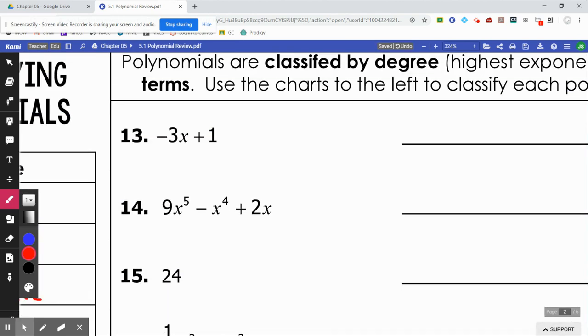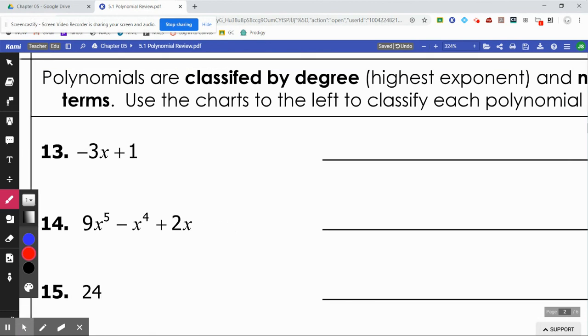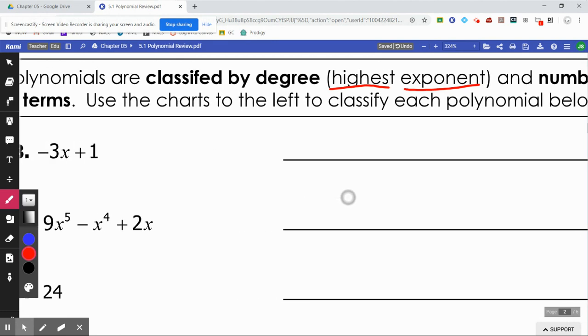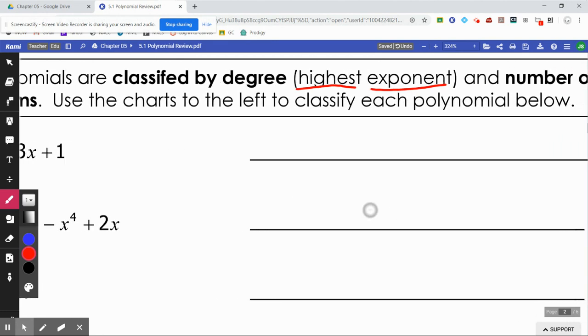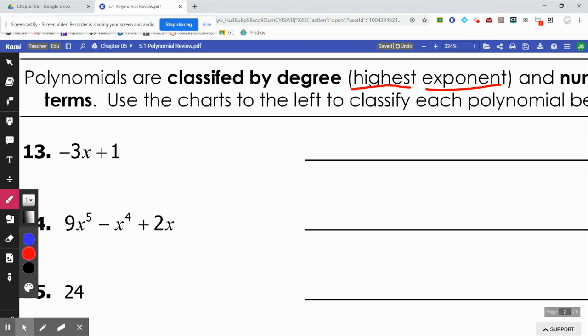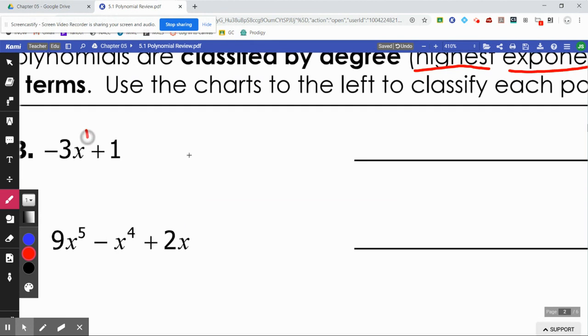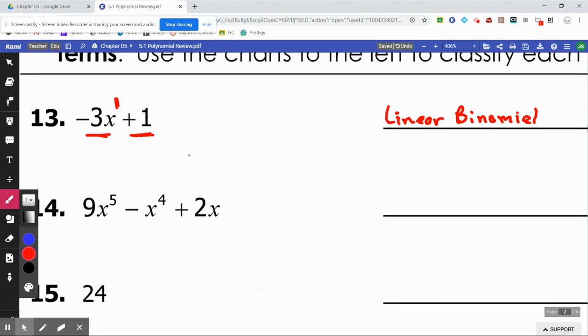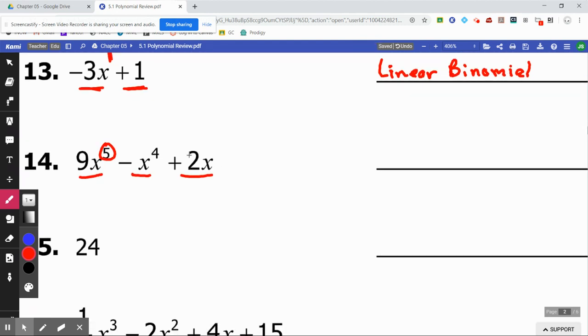So now let's name some of these. Polynomials are classified by degree. Again, the highest exponent is your degree, and the number of terms. We're going to use the chart that we just made to classify each polynomial below. So -3x plus 1, the highest power is 1, and it has 2 terms. So this would be linear because of the 1, and a binomial. Okay, the second one, your highest power is a 5, so that would make it quintic, and it has 3 terms here. So that'd be a quintic trinomial.